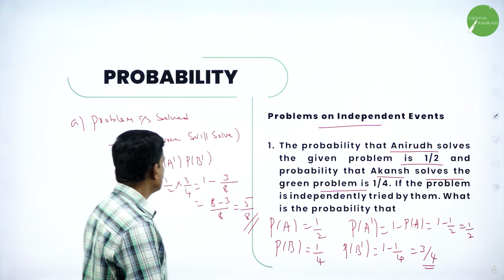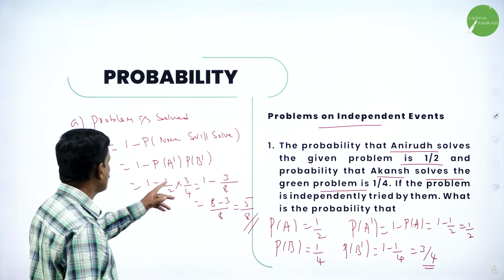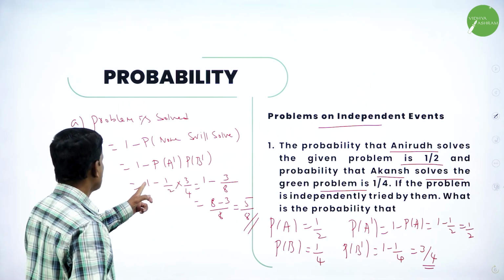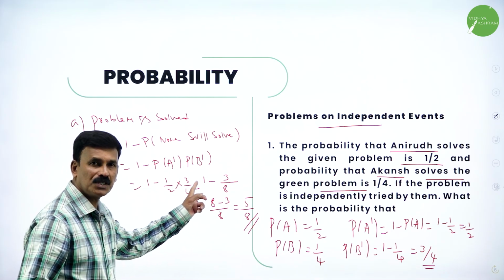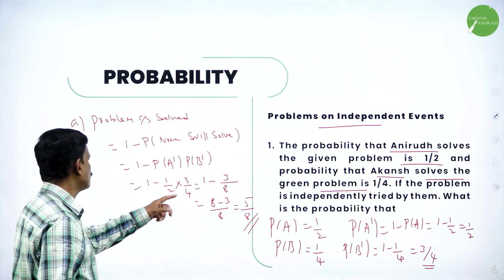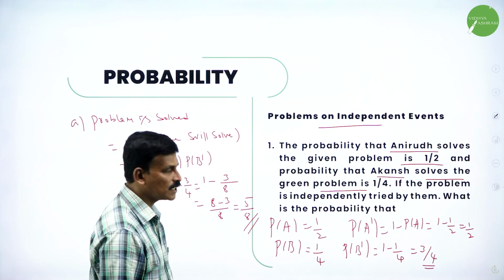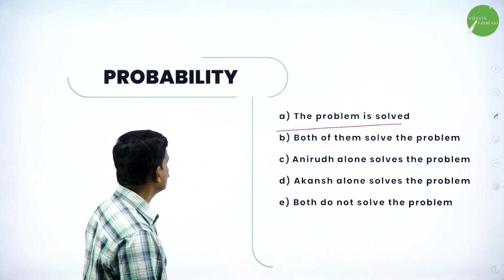Just write down the formula as 1 minus probability of none of them will solve the problem, either A or B. That is 1 minus probability of A dash into probability of B dash. That is 1 minus 1 by 2 into 3 by 4, is 1 minus 3 by 8. That's equal to 5 by 8, the first condition. Okay. Now, next, second one.